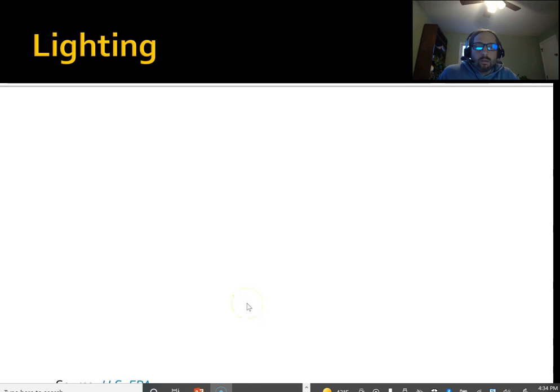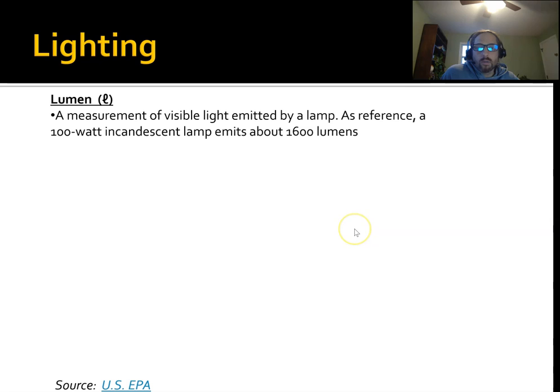Alright, so I'm going to go over lighting in this lesson. So first, some basic terminology. We discussed this in a previous class, but I want to go over this again. So a lumen is a measurement of how much light is being put out by a lamp.